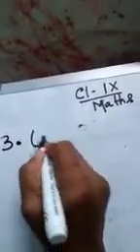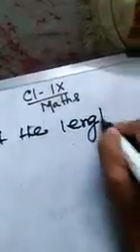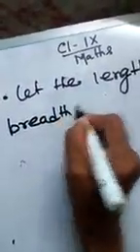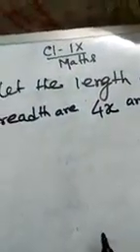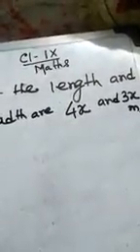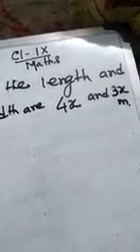So what do we write? Let the length and breadth are in the ratio 4:3, so it is 4x and 3x meter. Please see the unit again. The path of 336 meter is covered by walking once around the field.